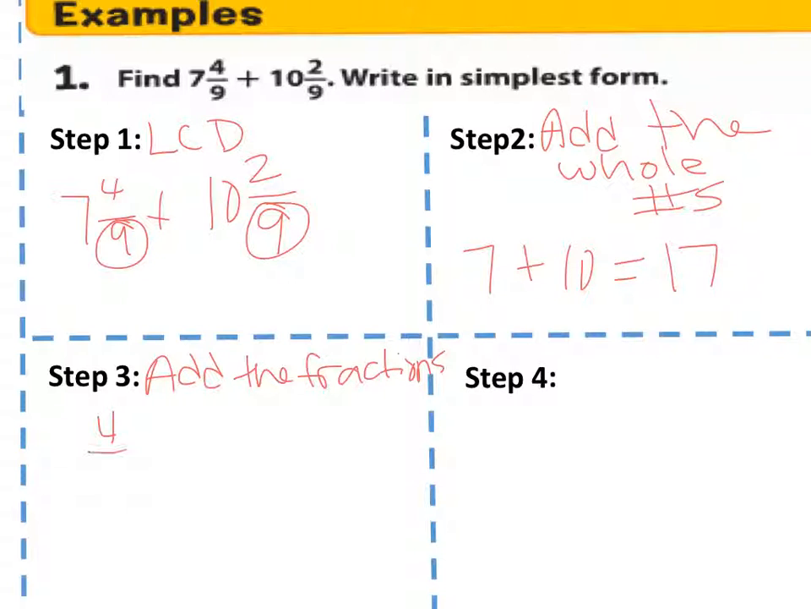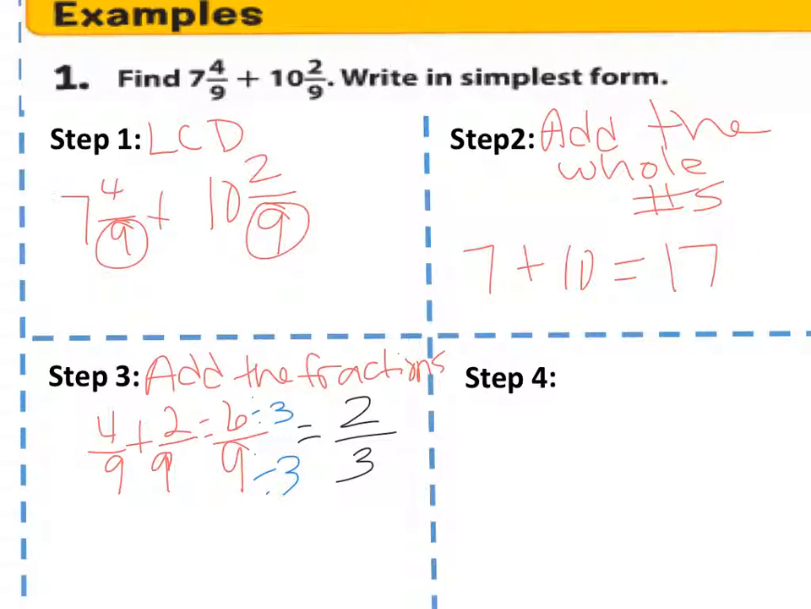So I'm going to take 4/9 and add it to 2/9. We keep the denominator of 9, and we add 4 plus 2. 4 plus 2 is 6. So now we have a fraction of 6/9. But we need to reduce the fraction. So we're going to divide top and bottom by the number 3. We divide 6 by 3 and 9 by 3, and we end up with 2/3. So that is our new fraction.